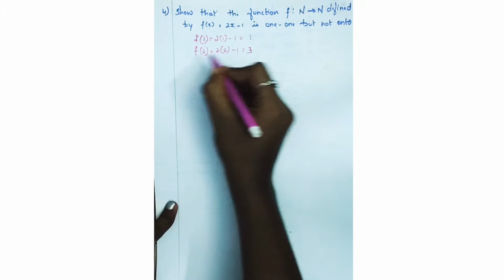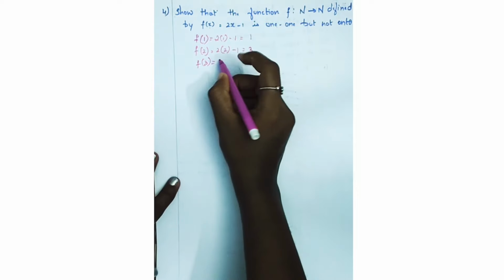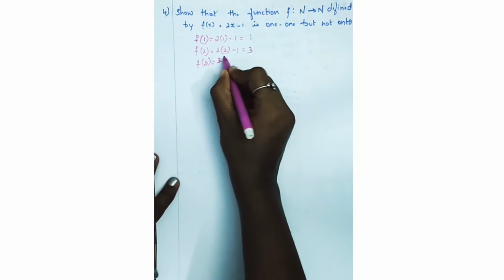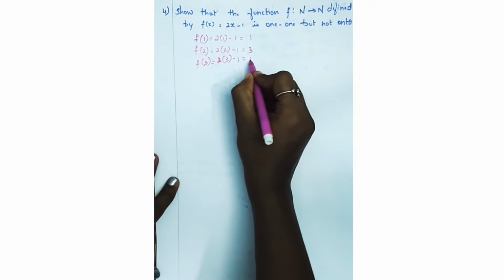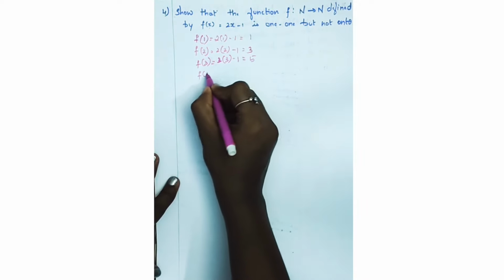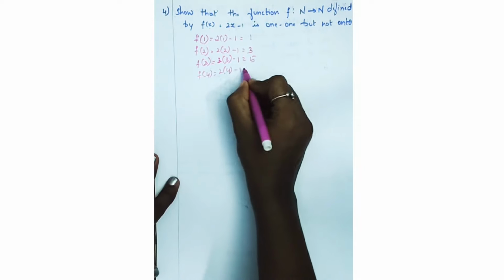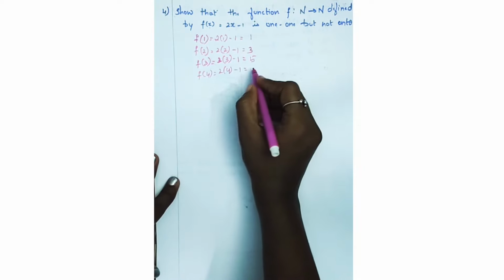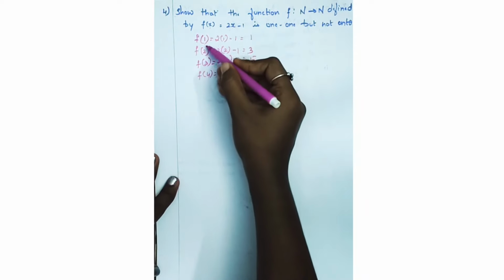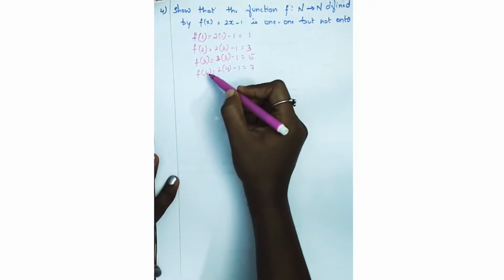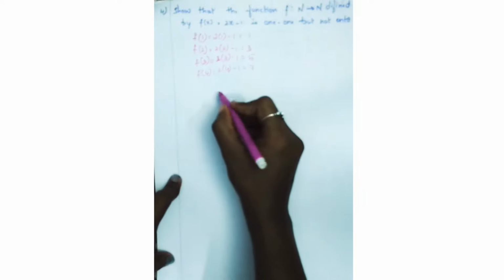Next, f of 3, that is 2 into 3 minus 1. So 6 minus 1 is 5. Next, f of 4. So 2 into 4 minus 1, which is 8 minus 1, is 7. So like that it goes on. So I have taken all natural numbers. Now what we'll do, you just draw an arrow diagram.